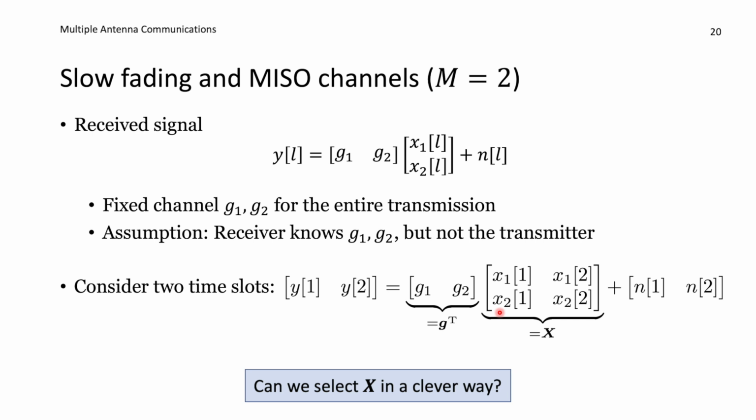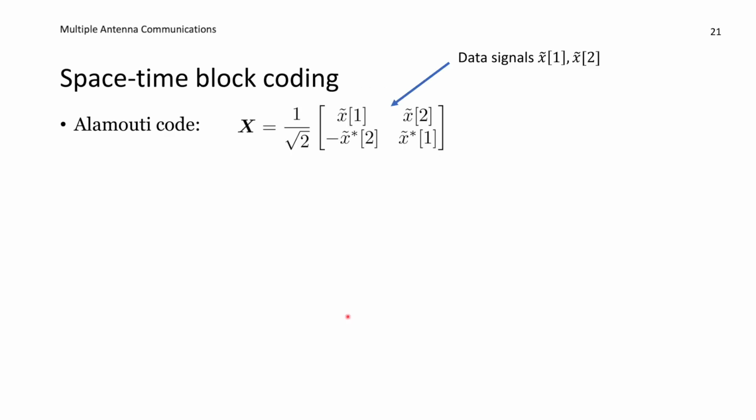So the idea is that we should select X in a particularly clever way, not based on the channel, but still so that we can achieve some gains of having multiple transmit antennas. And in space-time block coding, there are many different ways of selecting X. Here is one particular example called the Alamouti code, where X is selected so it contains two pieces of information, X tilde 1 and X tilde 2. And they are put into X here in a particular way.